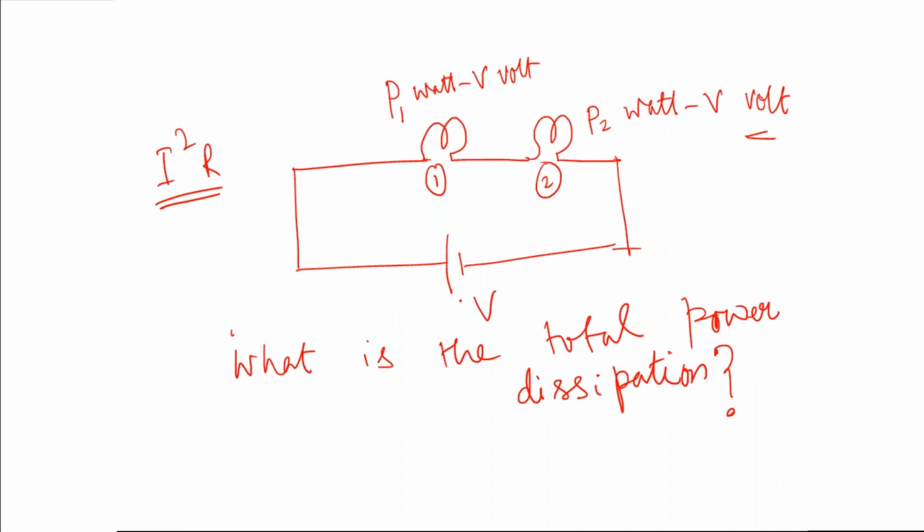But in this case, how to solve this problem? There are power ratings given for both the bulbs, and they are connected in series with the battery having voltage V. So what will be the total power dissipation now? Okay, so see how you can solve this problem. Better to find out the equivalent resistance for the circuit and find out the current also. That is the simplest way to solve this problem.